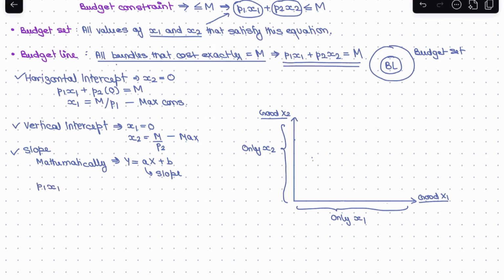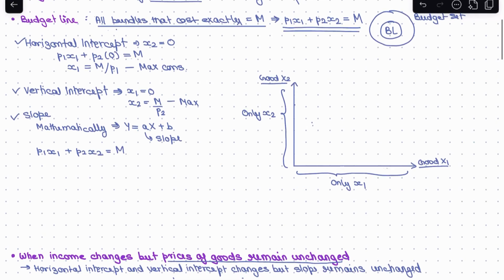So we know that our budget line is p1 into x1 plus p2 into x2 is equal to m. We are going to divide the entire equation by p2, which will give us p1 upon p2 into x1 plus x2 is equal to m upon p2. Now taking the term with x1 on the other side, we will have m upon p2 minus p1 upon p2 into x1 is equal to x2.